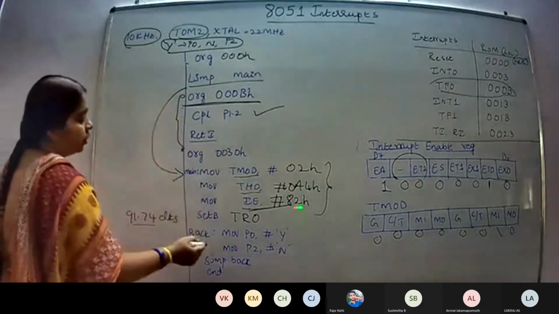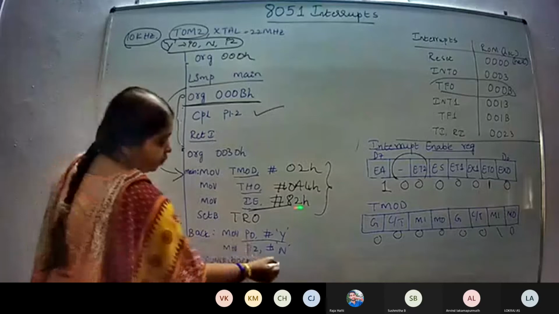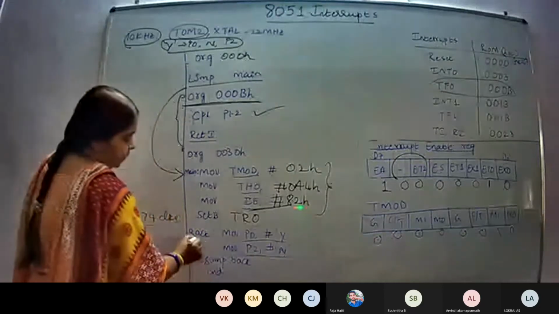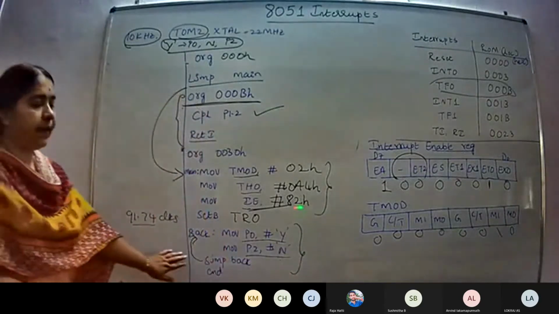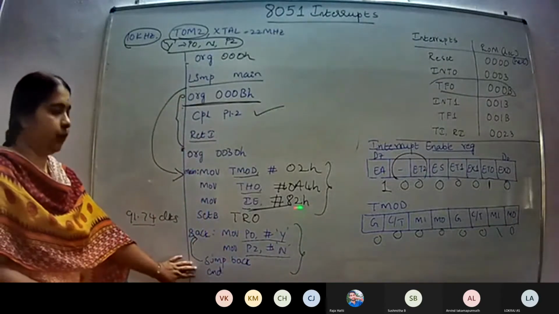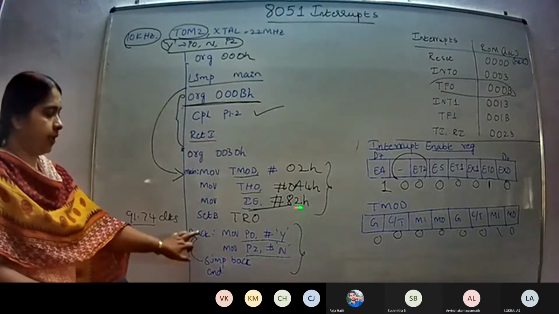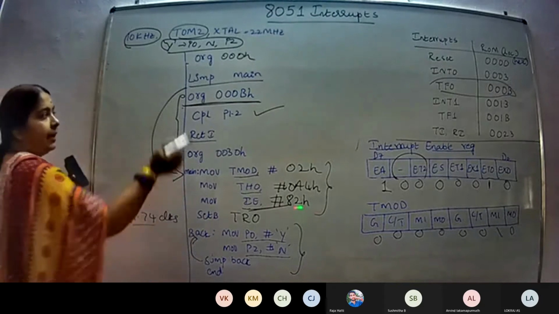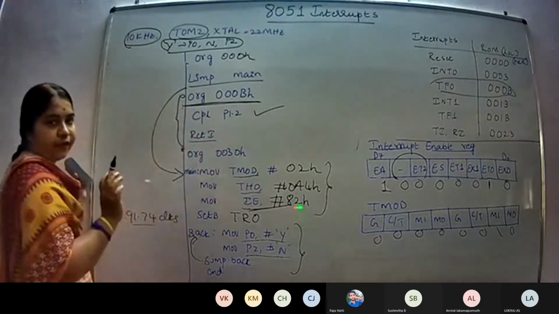Next, what they have told, one more thing: what should this microcontroller be doing? You should just load Y to port 0 and N to port 2, and this will be looping here. These two functions will be done by the microcontroller. Okay, it will be doing this work. The microcontroller will be executing this work at that time. In parallel, this timer will be generating the square wave.